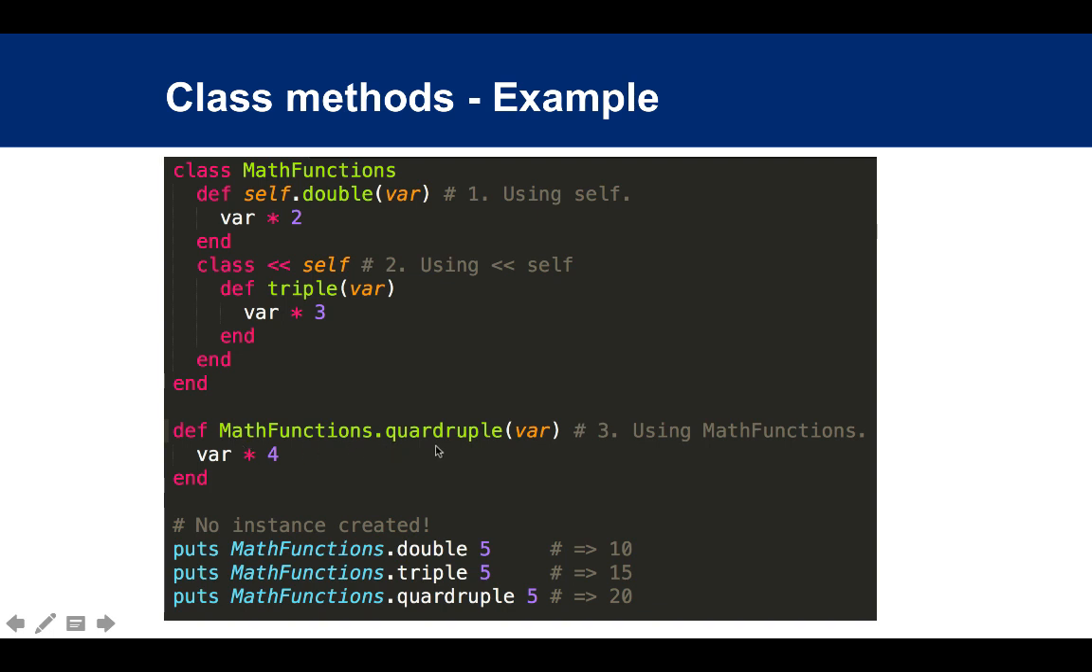But basically all 3 of these, with self dot being the most common one, end up doing the same thing: you don't have to create an instance of a class to use it. So instead of doing MathFunctions.new.double, you just do MathFunctions.double.